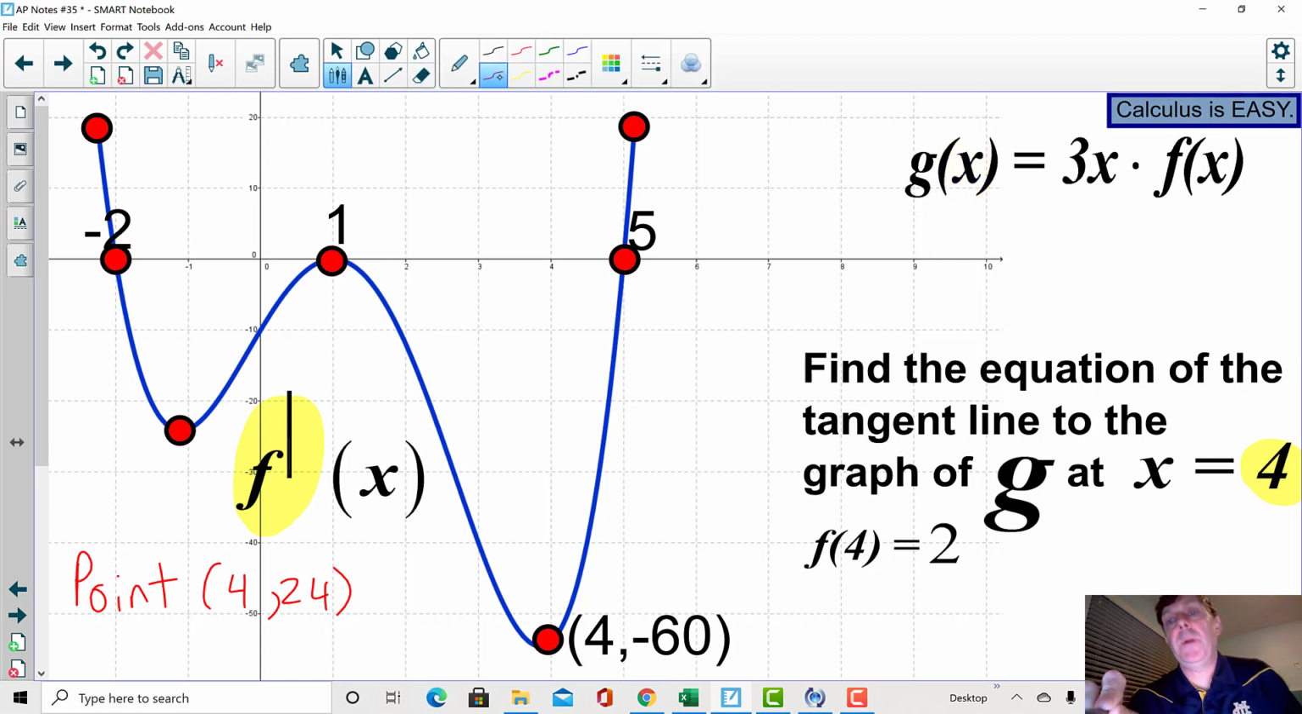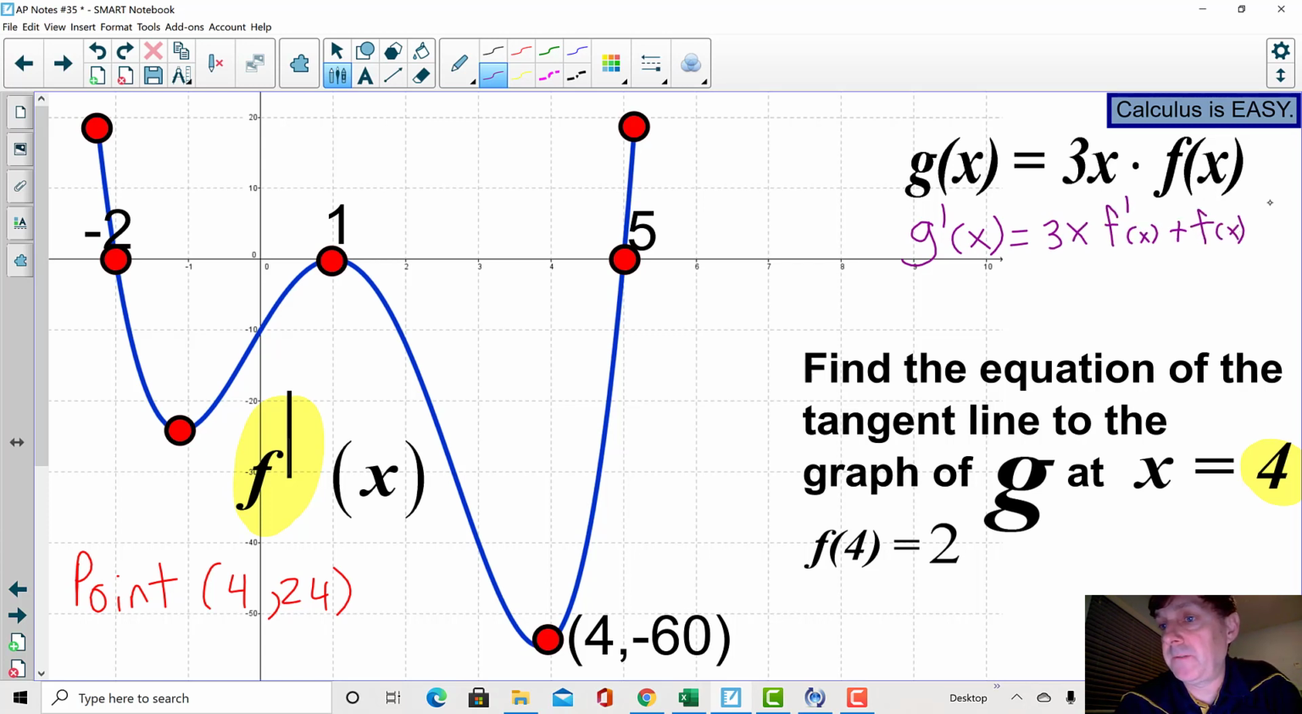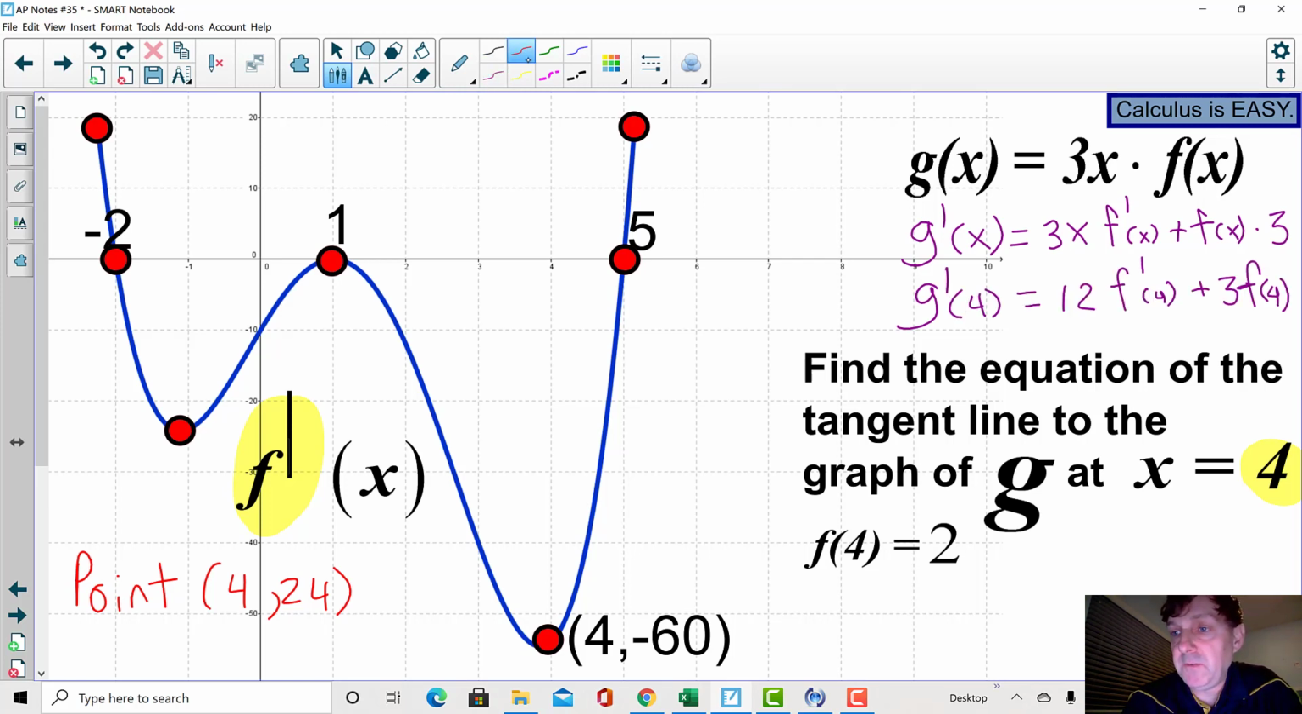In order to find the slope, I need the derivative, so let me do g prime. Looks like we have the product rule. It's going to be the first times the derivative of the second plus the second times the derivative of the first. We need to evaluate this derivative at x equals 4, and that'll tell us the slope that we need when x is 4. Now there are 2 missing values. I need to know what f of 4 is. Remember, that was given. That's just a 2.